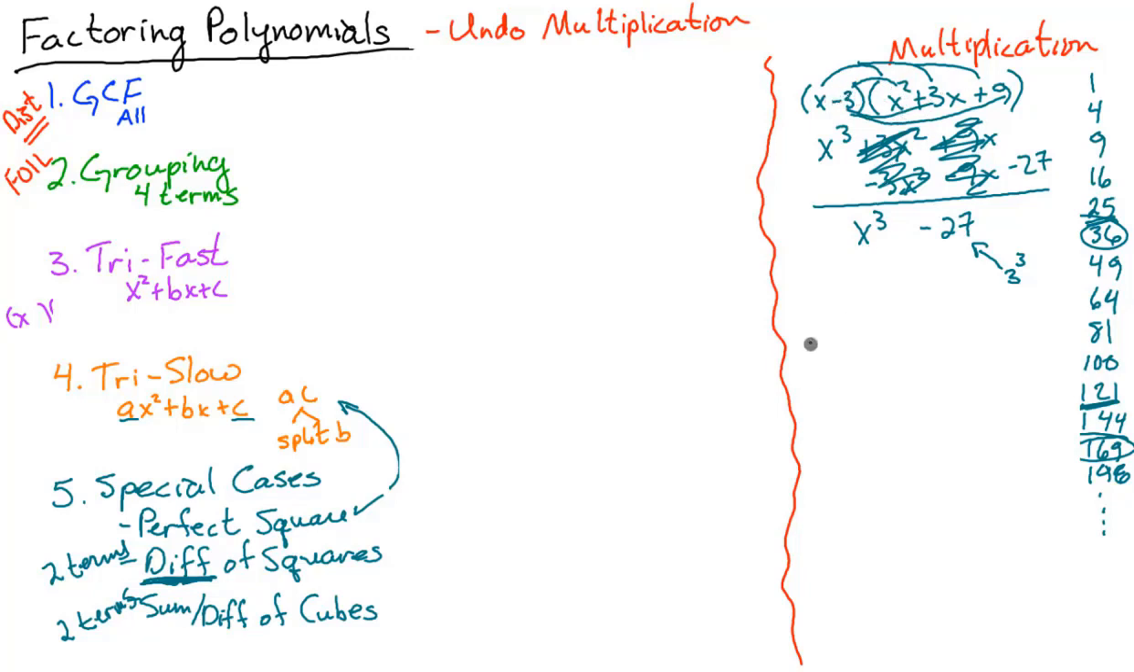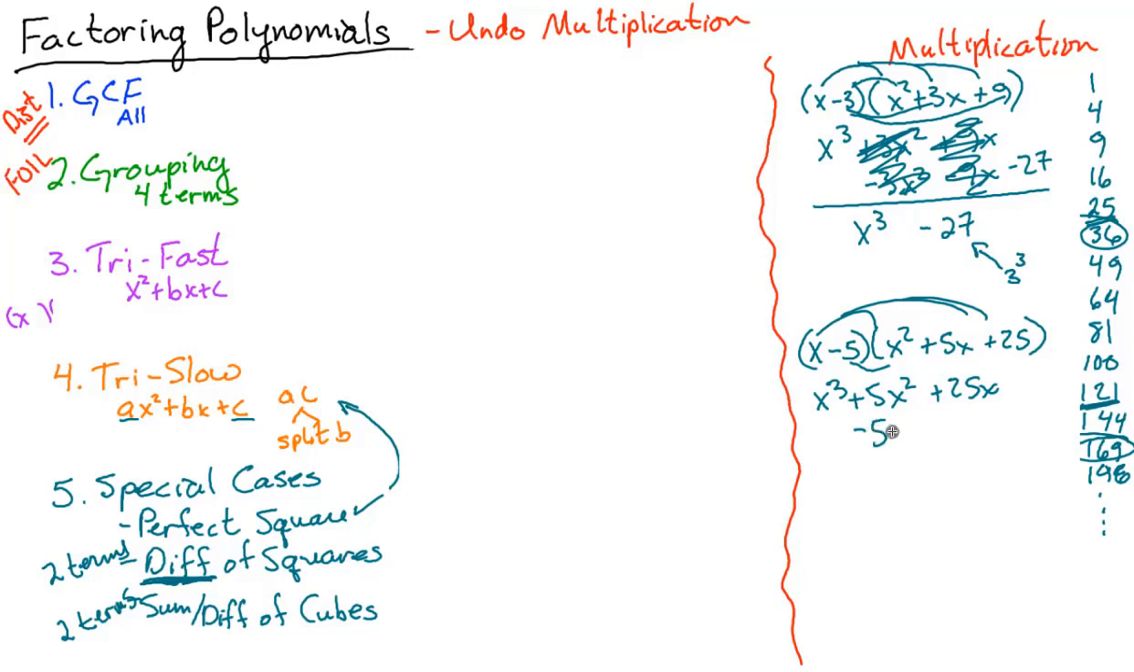Let's do another one like that. X minus 5 times x squared plus 5x plus 25. Do you start to get a feel for what the pattern is? Well, let's multiply it. So we get x cubed plus 5x squared plus 25x. That's multiplying the x through. And then on the other side, this minus sign gives us a minus 5x squared. And minus 5 times 5 is a minus 25x.